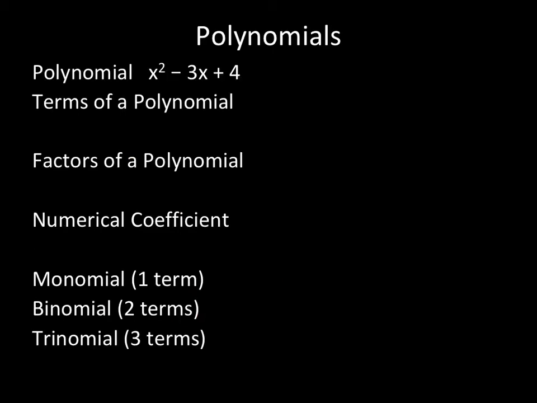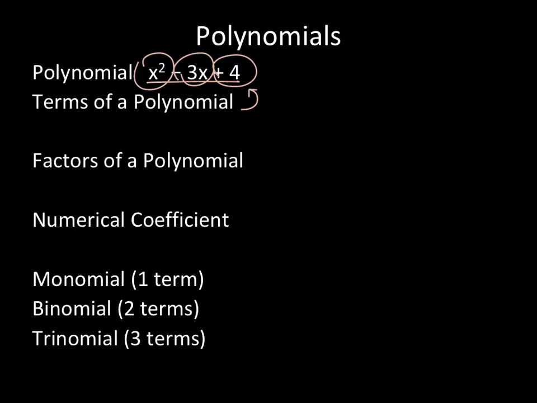Moving on to polynomials. So polynomials are just a specific type of algebraic expression with numbers, variables, and operations, like we have here. So terms of a polynomial are each of these little pieces, right? The smaller pieces that are separated by addition or subtraction signs, so plus or minus symbols. These are the terms of a polynomial.